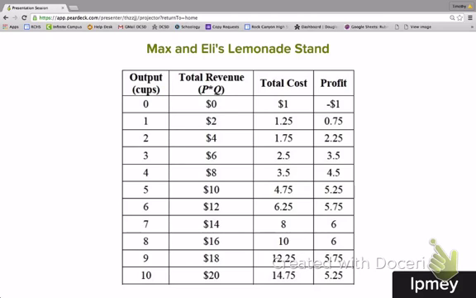Now, you might ask, well, why 8 cups? Why would we produce 8 and not 7? Because profit is $6 at both levels of output. Well, in such cases, firms will choose to produce the larger of 2 levels of output. They're indifferent about it. It really doesn't matter to them, so if it's equal at 2 different levels, they'll just produce the larger level, and that's the one that you should go with.